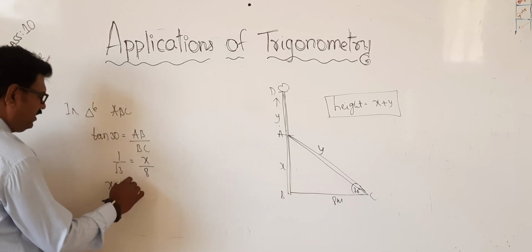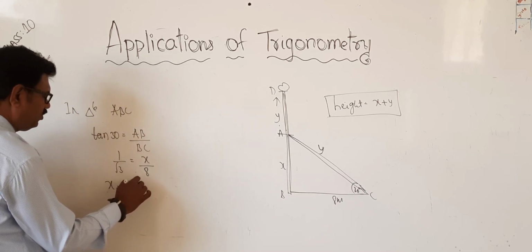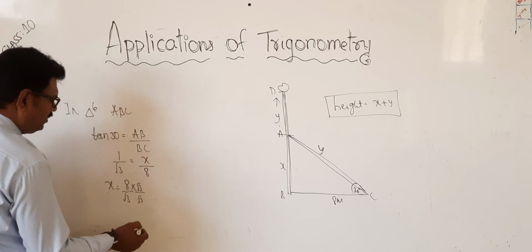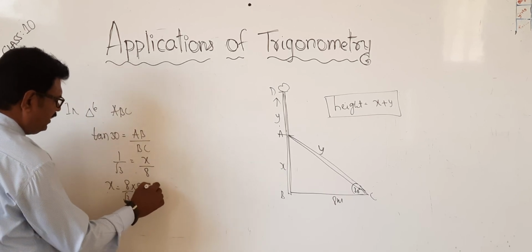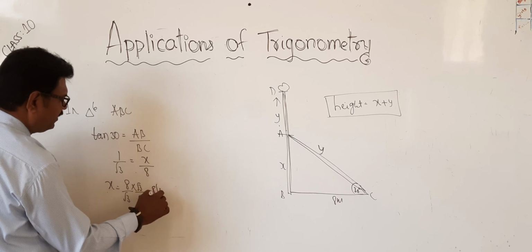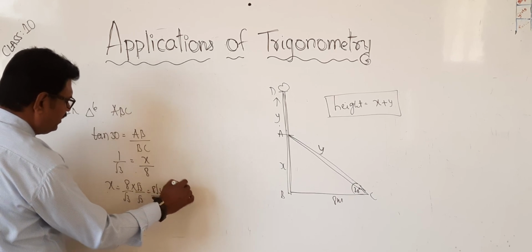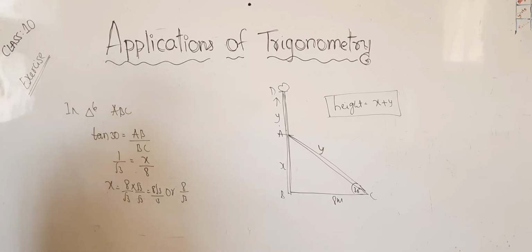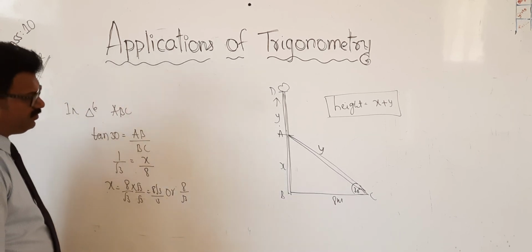Otherwise, if into root 3 into root 3, you can do like this. So what happened? 8 root 3 by 3 or 8 by root 3, whichever you want, you can do. Okay? Yes. Next.